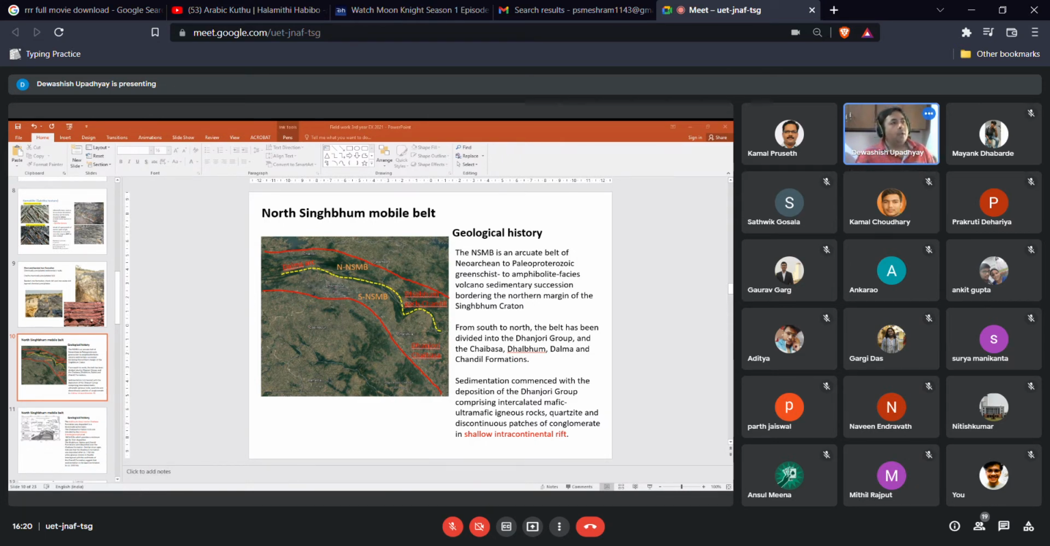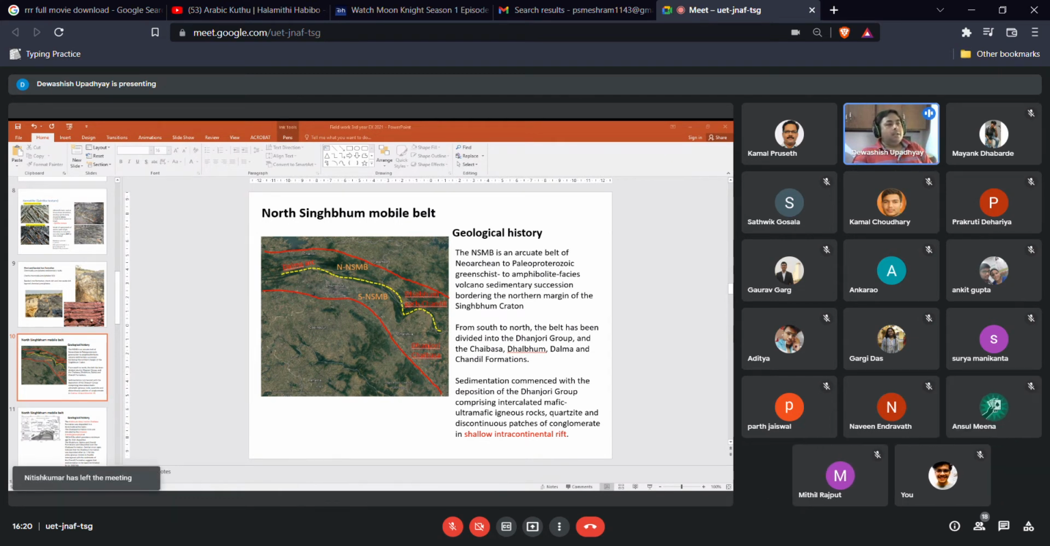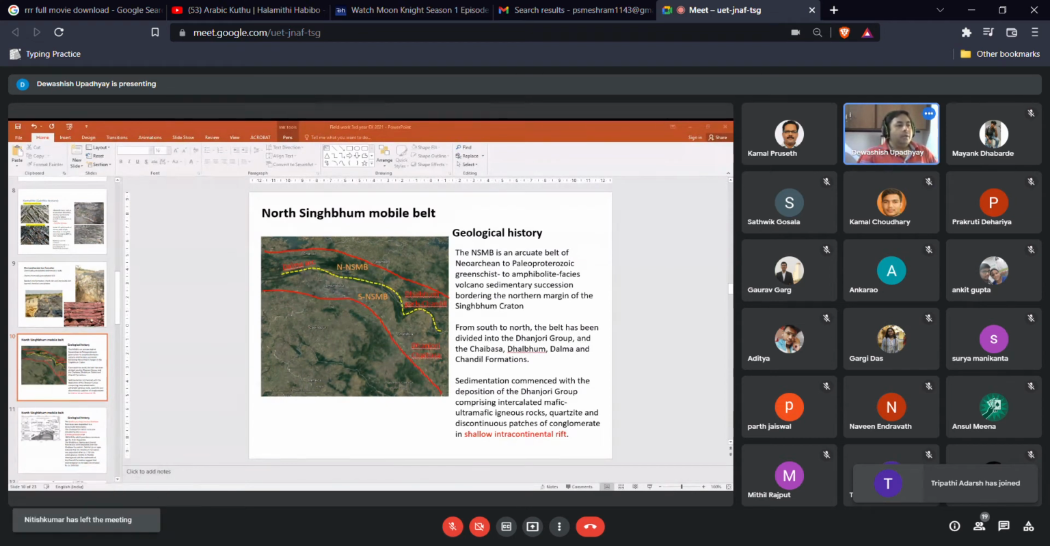So let's look at what these TTGs, or the tonalite trondhjemite granodiorites, look like. As I said, TTGs are Archean granitoids. They are formed by partial melting of metabasaltic rock. So you take a basalt or metabasalt and you partially melt it. The melts that you produce, if you melt it at the right depths and at the right degrees, are similar in composition to the TTGs.